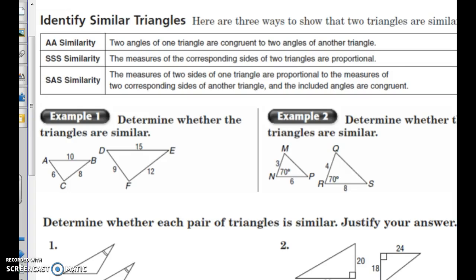We talked about congruent triangles. How many parts are there on a triangle? 6. There are 3 sides and 3 angles, 6 pieces. So if I know that these 6 pieces are congruent to these 6 pieces, that means that the 2 triangles are congruent, correct? Good.